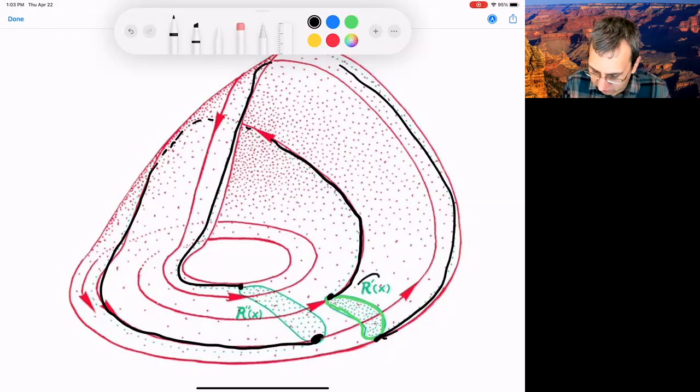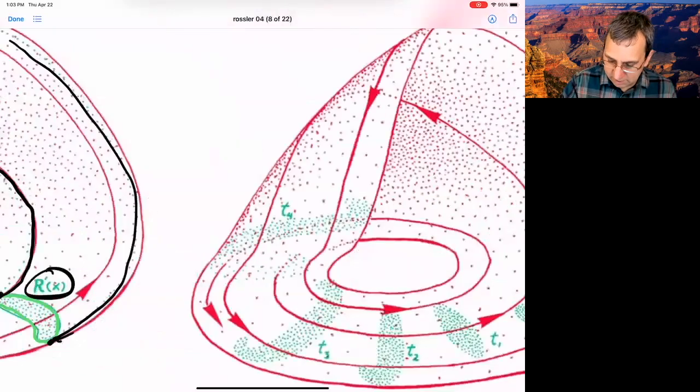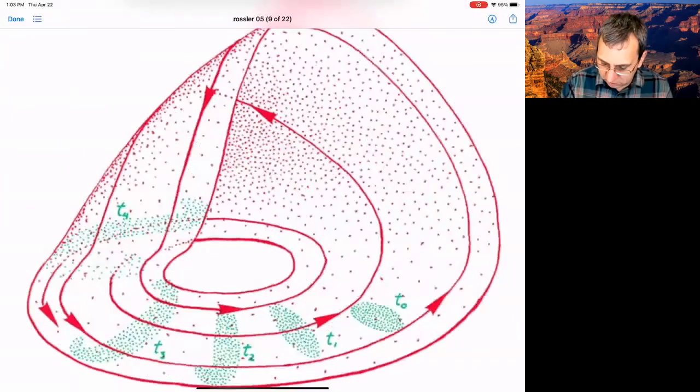So we call this R prime X. This is R prime prime X. I guess X was the initial blob. And this is just showing if we were to repeat this multiple times, what would we get?